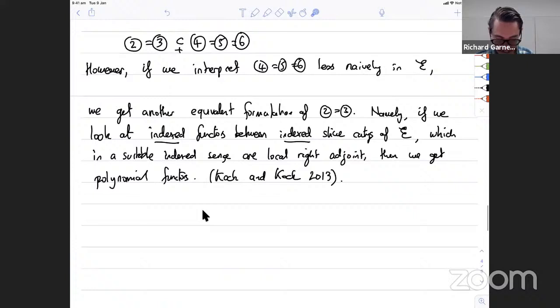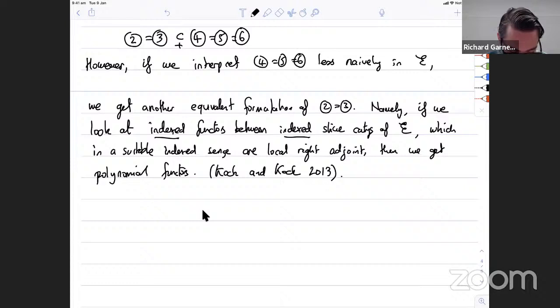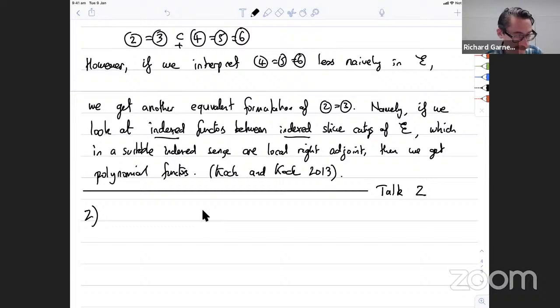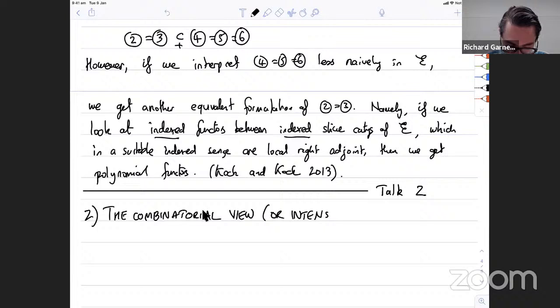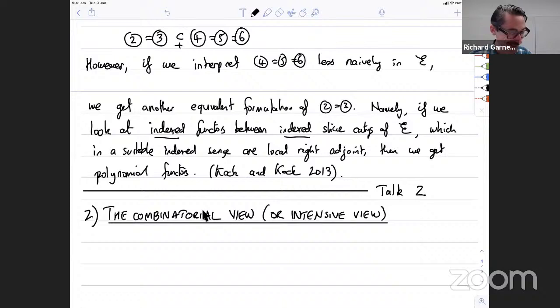Okay, good. So I'm just going to continue on. So this is like talk two, and it happens to coincide with section two. What I talked about last time is what I called the operational view or the extensive view. And what I'm going to talk about today is the combinatorial view. Or I suppose you might call it the intensive view. I'm not really sure why you call it the intensive view, except I called the other one the extensive view. So, what else could I call it, really?